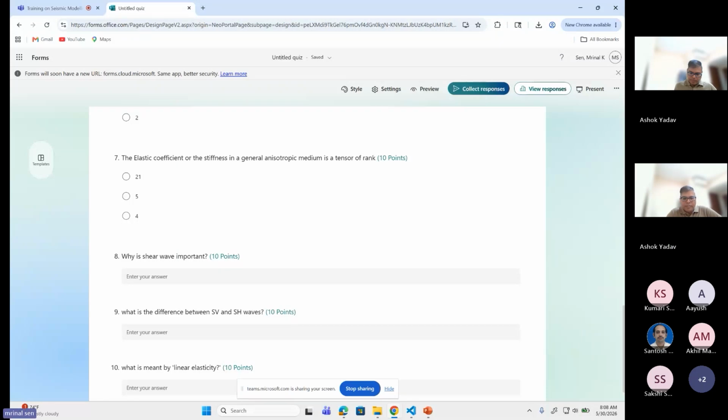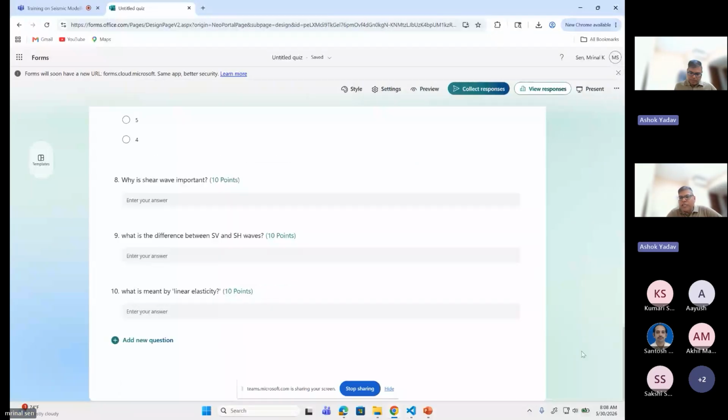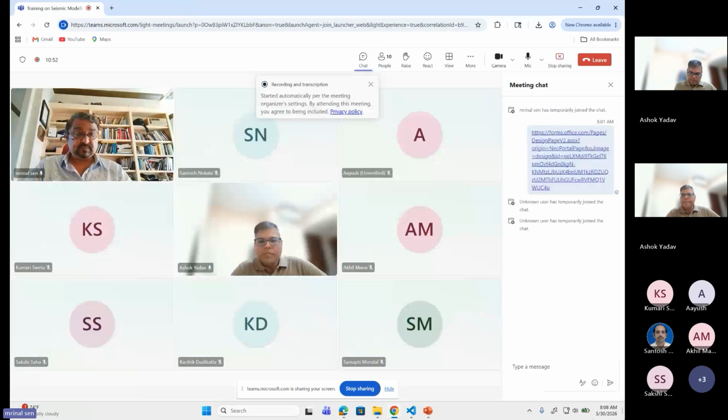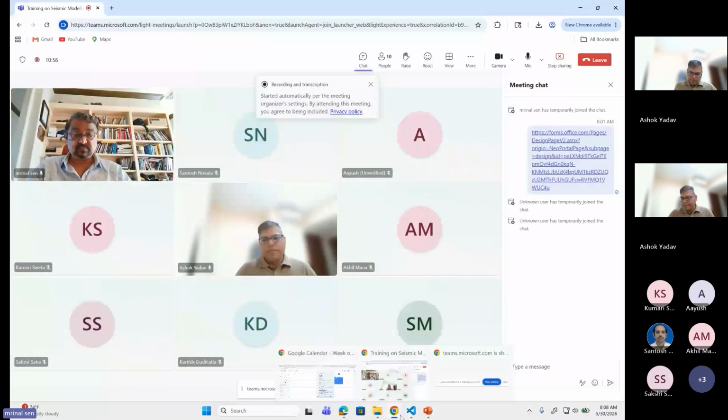And the last question was, what is meant by linear elasticity? It means the stress is directly proportional to the strain and it is linearly related. Yeah, good. Okay, so these were some simple questions. I thought we might just go over those. The quiz part is over. Let's start with the first lecture.